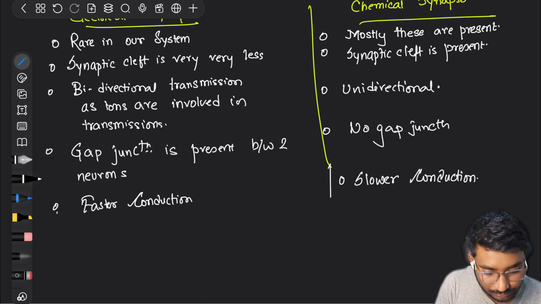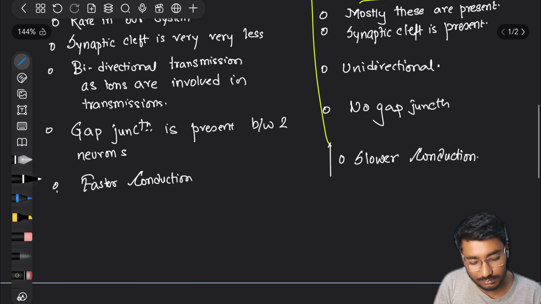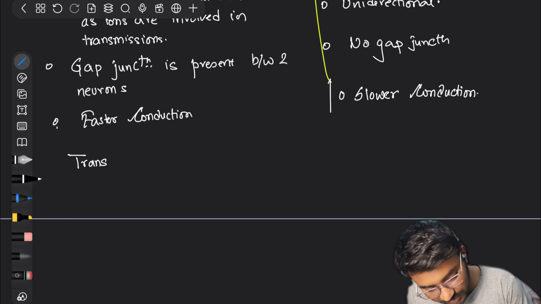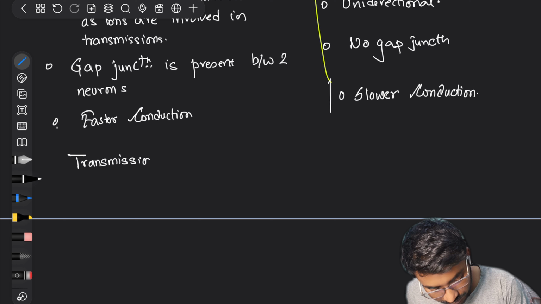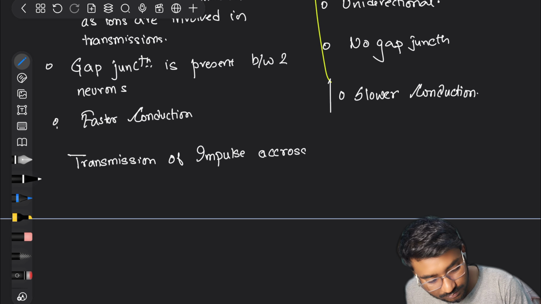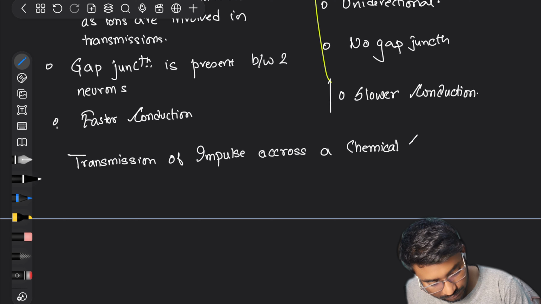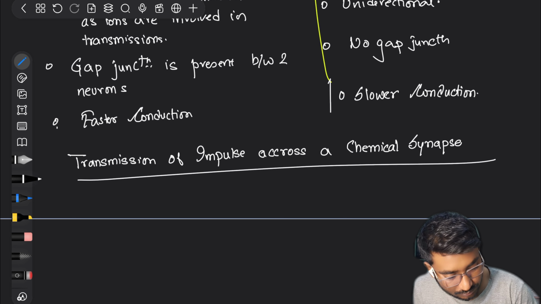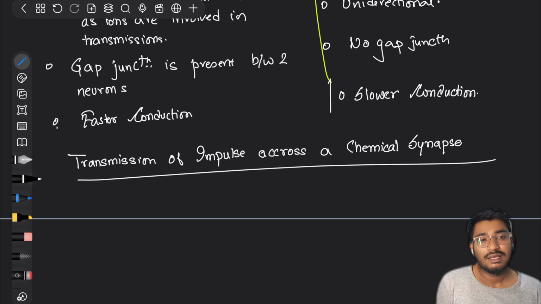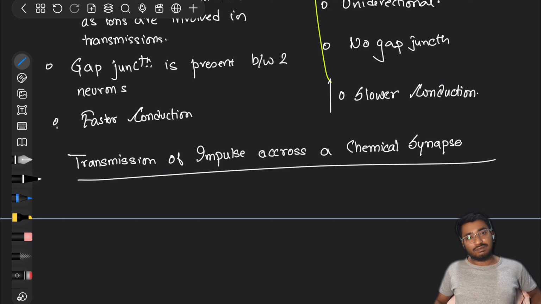Now what happens? Transmission of impulse across a chemical synapse.